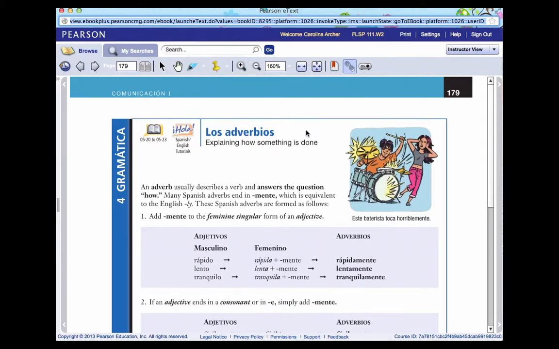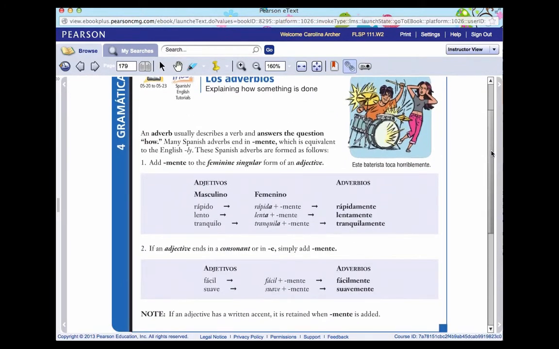How is something done? Okay, so many Spanish adverbs end with the ending mente, which is the equivalent to the English ly ending, like quickly, slowly, beautifully. Okay, so these adverbs that end in mente are formed in the following way. You have to add the ending mente to the feminine and singular form of an adjective. Adjectives that have masculine and singular forms, first you have to put them in the feminine singular form, and then you just add mente to that adjective, okay? And it becomes an adverb.